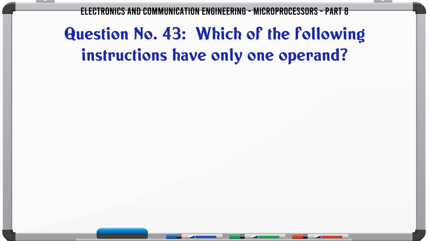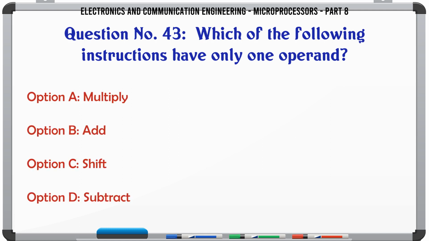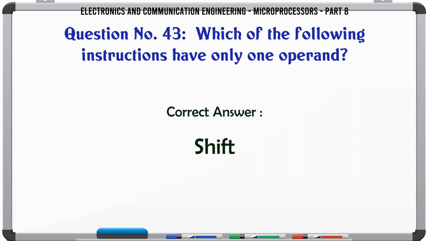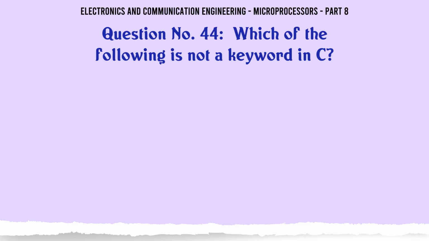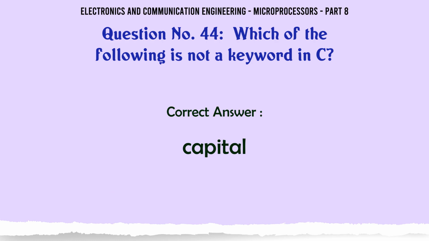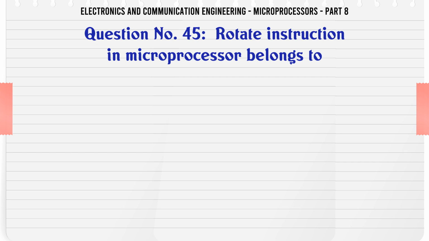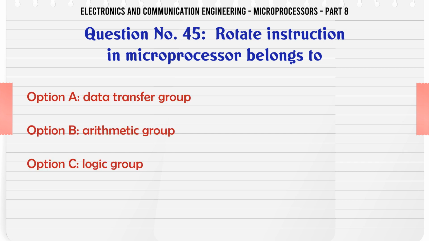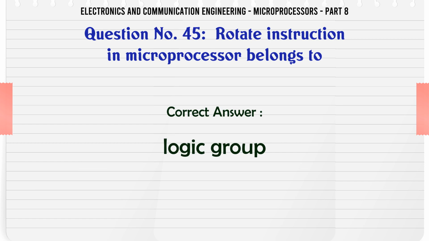Which of the following instructions have only one operand? A, multiply. B, add. C, shift. D, subtract. The correct answer is shift. Which of the following is not a keyword in C? A, int. B, float. C, return. D, capital. The correct answer is capital. Rotate instruction in a microprocessor belongs to: A, data transfer group. B, arithmetic group. C, logic group. D, branch group. The correct answer is logic group.